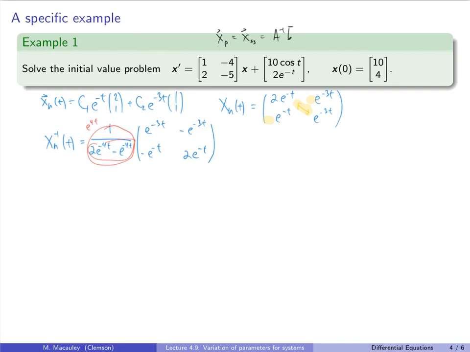Okay? So all we do is multiply e to the 4t times each of these entries, and what we get is e to the t in the upper left, negative e to the t in the upper right, negative e to the 3t in the lower left, again e to the negative t times e to the 4t. In the lower right, 2 e to the negative t times e to the 4t is 2 e to the 3t. Okay, so that's our XH inverse.